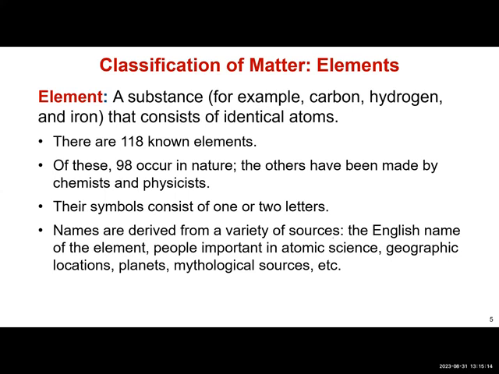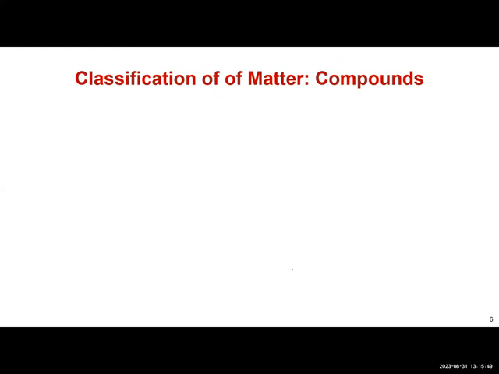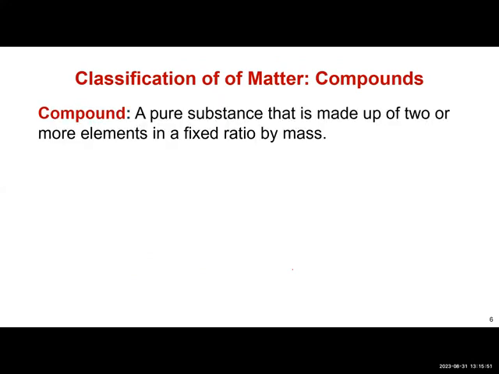Names are derived from various sources. So the word name is used to get the symbol, depending on the Latin name, English name, or German name. Names are assigned to important people in chemistry, geographic locations, even the planets, and other mythological sources. We're going to look into this in detail.